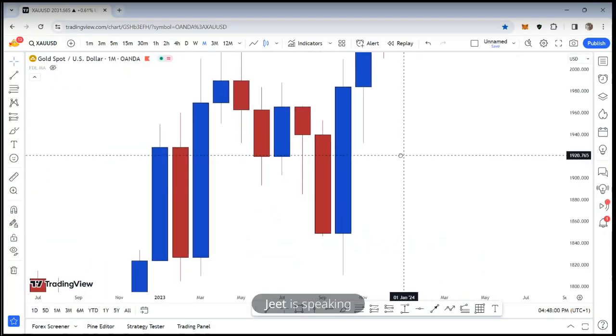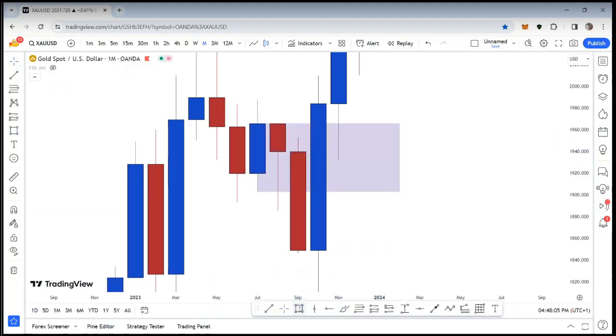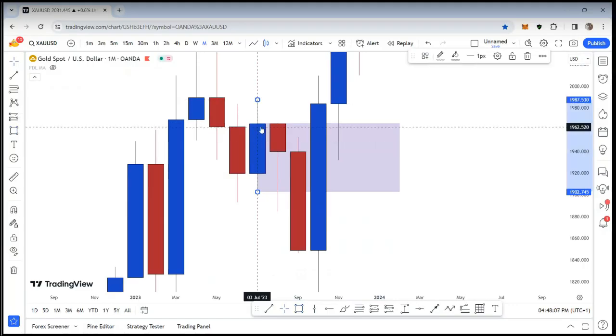Okay. Now look at this. This was a monthly break of structure. If we had waited for this, hold on a sec, guys.